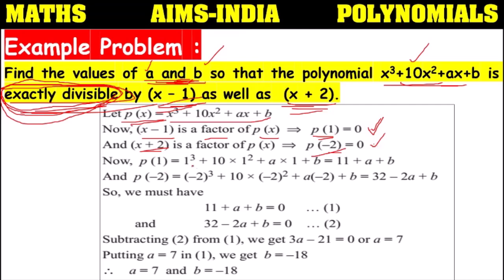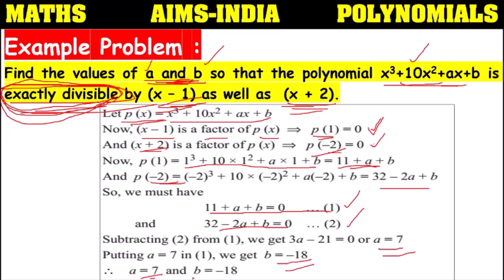P of 1, if we substitute 1 in all places of x, then we will get one equation which is equal to 0. If we place minus 2 also, we will get one more equation which is equal to 0. If we solve these two equations, we will get the a value and the b value. So like this, making use of the remainder theorem, we can solve different types of problems.